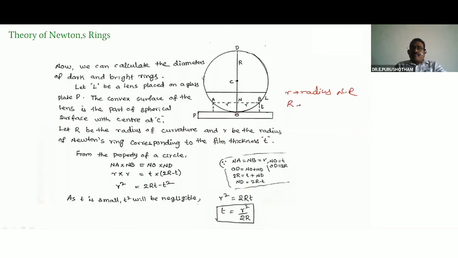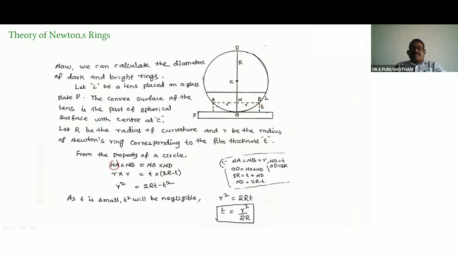Capital R is the radius of the spherical surface, or it is also called the radius of curvature. According to the circle property you studied in your 8th class, NA into NB is equal to ND into NO. You see here, this is the property of circle.